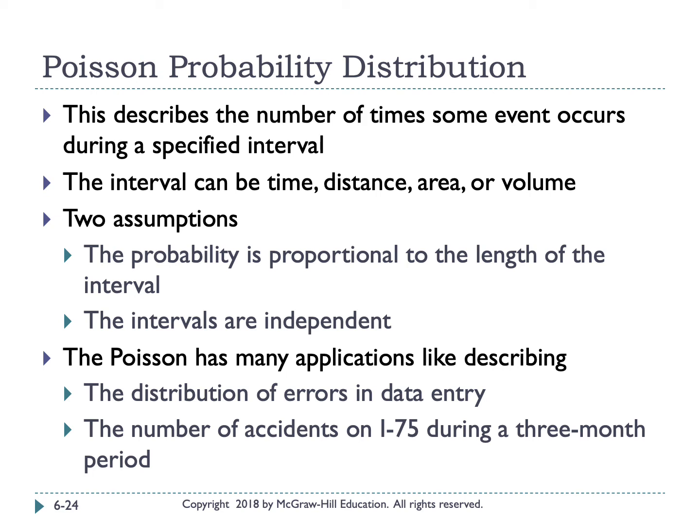Okay, so let's look at the slide. So Poisson describes the number of times some event occurs during a specified interval. So when you talk about Poisson, you are talking about interval. So what is this interval? Interval can be time. Time here means period. When you talk about year, when you talk about duration, when you talk about day, that is time. Distance, area or volumes. So there are two assumptions if you want to apply this Poisson distribution.